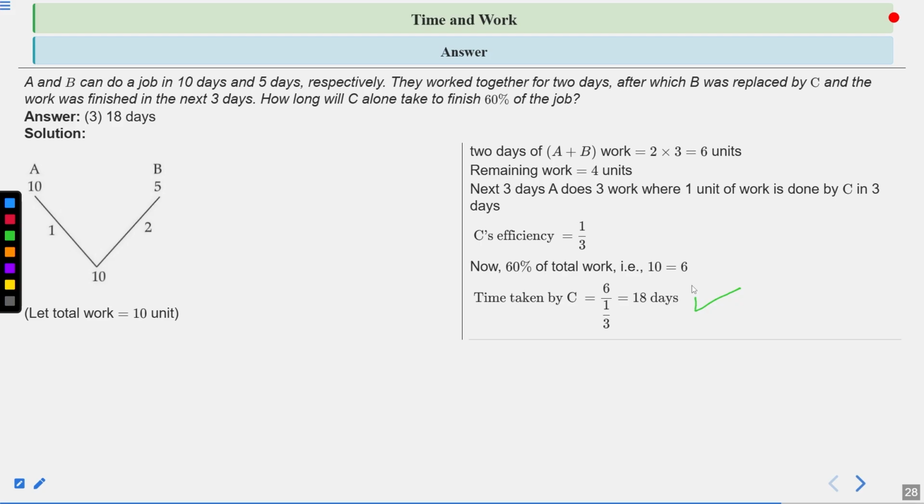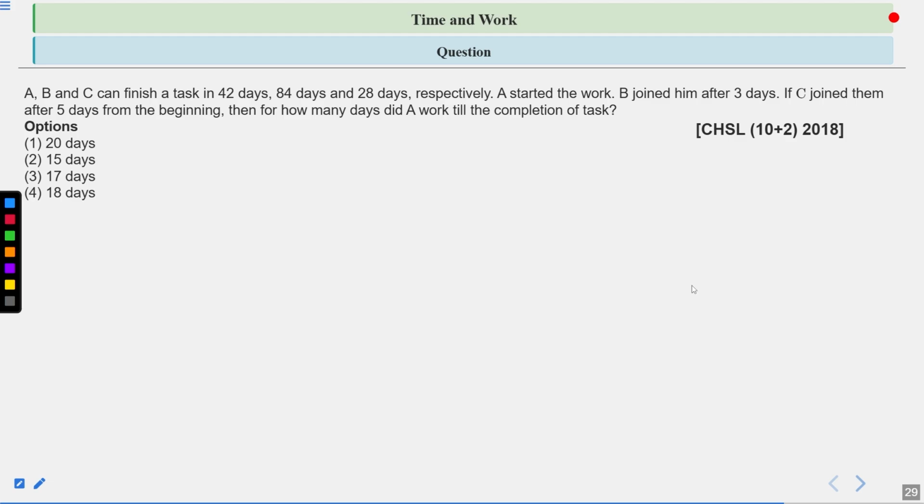Next one. A, B, and C can finish a task in 42 days, 84 days, and 28 days respectively. A started the work, B joined him after 3 days, and C joined them after 5 days from the beginning. Then for how many days did A work till the completion of the task? This question was asked in the SSC CHSL 10 plus 2 exam in 2018. There are four options. First one is 20 days, second is 15 days, third one is 17 days, and fourth one is 18 days. Now you have 10 seconds to analyze the question. Your time starts now.